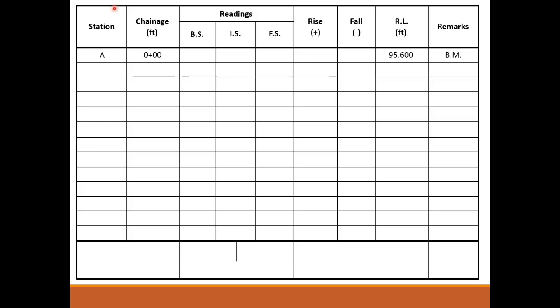Let's start by entering the given data. We are naming the first station as point A, and the chainage is 0 plus 00 at the first point. It is a benchmark whose reduced level is known to us, which is 95.6. This value is in feet. Now start entering the readings taken by the leveling staff. The first reading taken by the leveling staff will automatically be entered in the backsight column, which was 1.93.